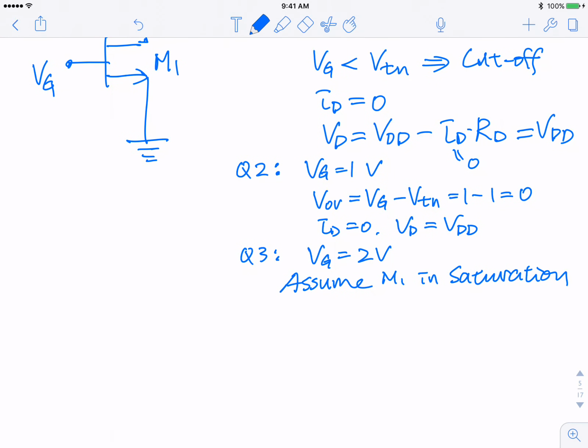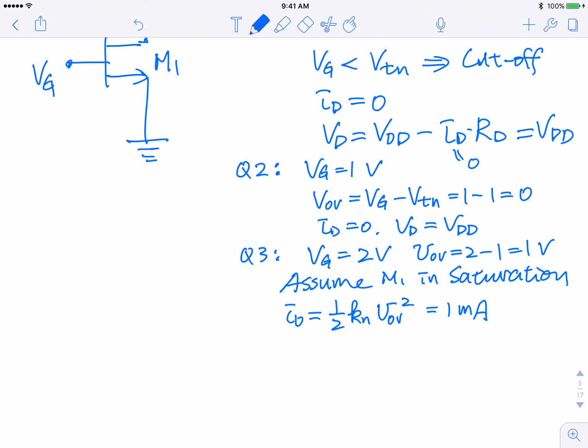So in this case, ID is equal to 1/2 Kn times V overdrive square. And V overdrive is 2 minus 1, so that's 1 volt. So this is equal to 1 milliamp because Kn is 2. So you see why the unit of Kn is amp per volt square. Here we give it the numerical value of 2 milliamp per volt square. So it turns out to be 1 milliamp.